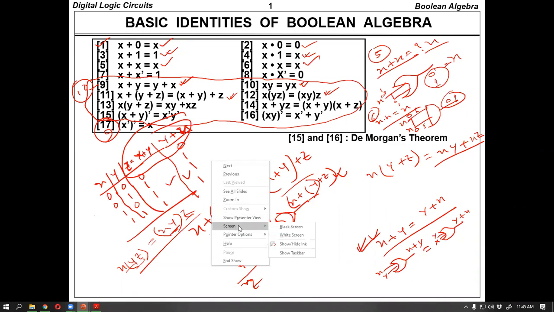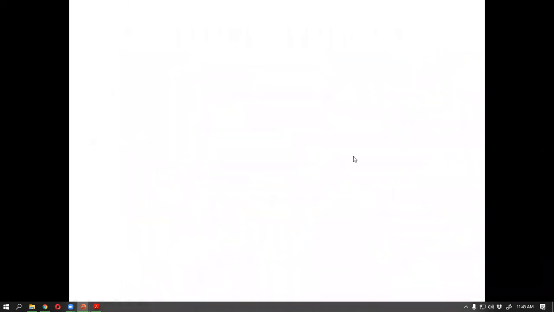Okay, now suppose new screen, this is our circuit. x(y plus z) is equal to xy plus xz. Okay, so now we just prove it with our truth table. Okay, so at first this circuit is the same, this circuit is just this circuit. At first draw this circuit.